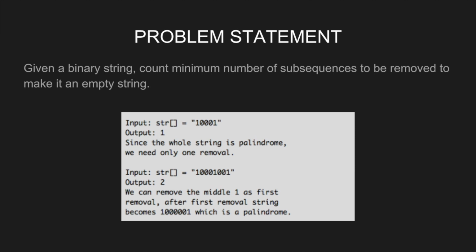For input string 100101, the output will be 2. We can remove the middle one at the first removal. After the first removal, the string becomes 1000001, which is a palindrome.